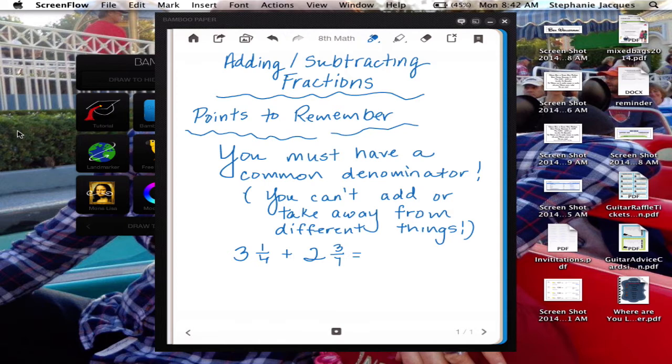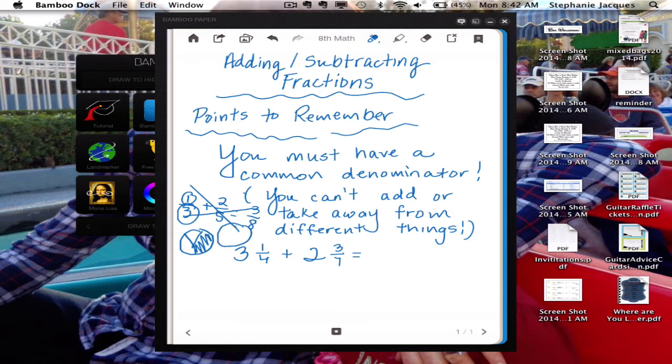Points to remember. You must have a common denominator. You can't add or take away from different things. So I can't have 1/3 and add that to 2/5 and get 3/8. The reason why is because I'm doing one part of three parts, so I'm doing one part there, and then I'm doing two parts of five parts.